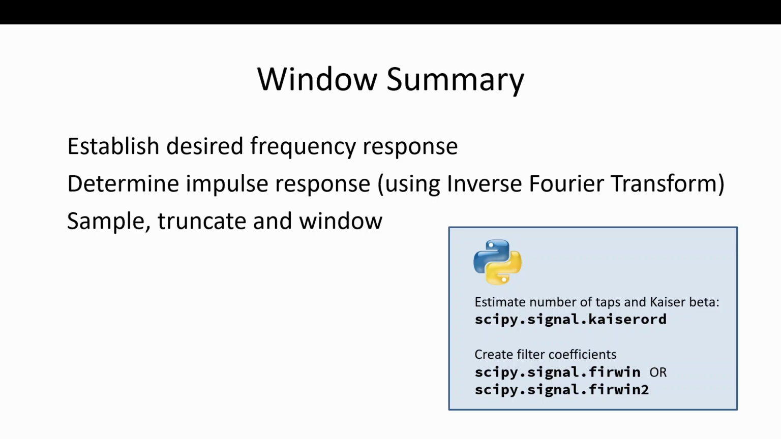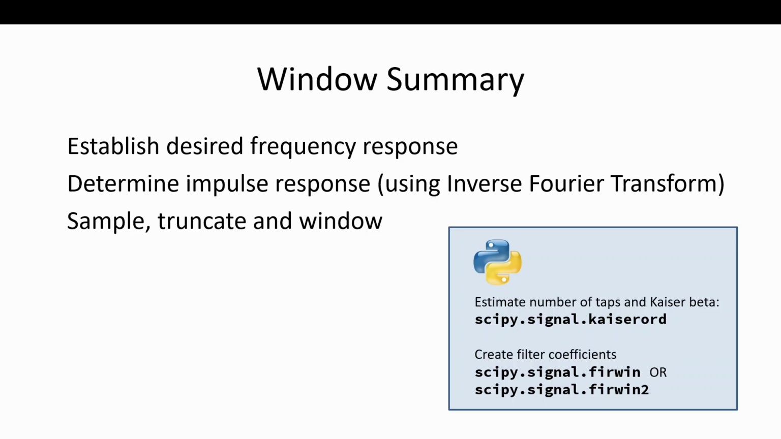So, window summary. This was our first one. You establish the desired frequency response. That's the step you take. What kind of frequency response do you want? It can be any response. What do you want? And from that, if you can get the impulse response for that, which is the inverse Fourier transform, not the inverse FFT specifically, but the inverse Fourier transform.